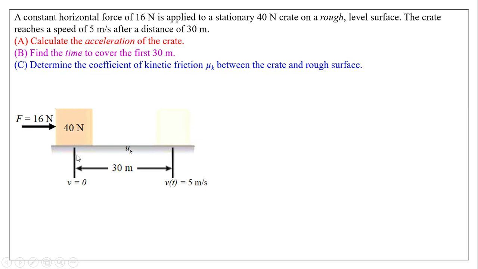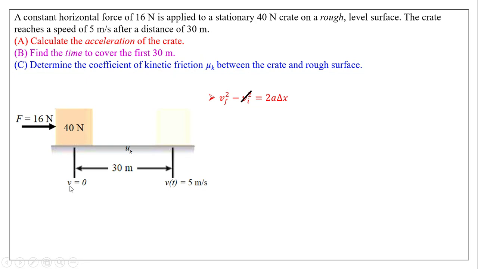You're going to push it across a horizontal distance of 30 meters, and by the time it reaches the 30-meter mark, it reaches a speed of 5 meters per second. So let's crack out part A and B. In order to do part A, I think the easiest way, based on the information given, is to use this kinematics equation: VF squared minus VI squared equals 2A delta X. The reason is because VI is given. It says stationary, so I'm just going to assume that VI is 0.